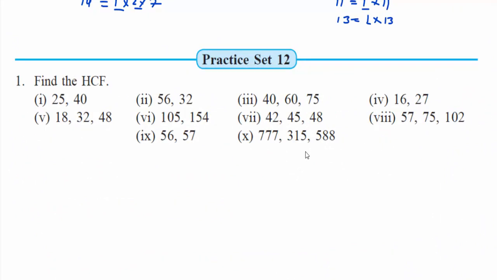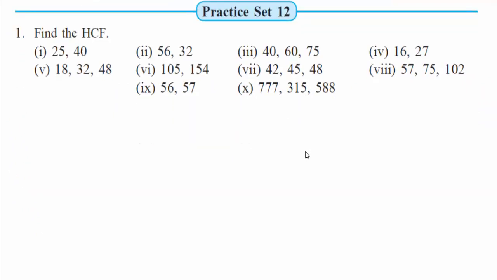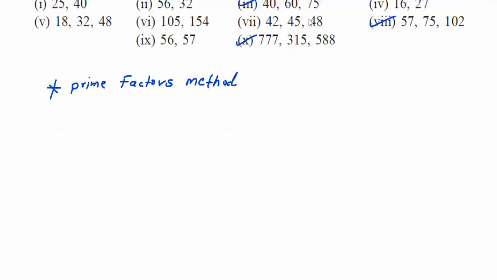Come to practice set number 12. We need to find out the HCF of the given numbers by using the prime factors method. Prime factors method we have to use to find out the HCF. I'll solve the third one, 8th one and 10th one, and you people will solve the rest of the questions. So what is written in the third one? We have to find out the HCF of 40, 60 and 75. So students, let's find out the factors of 40, 60 and 75.